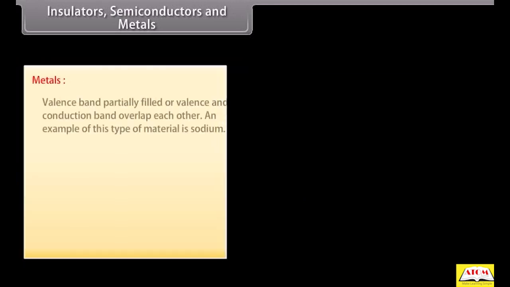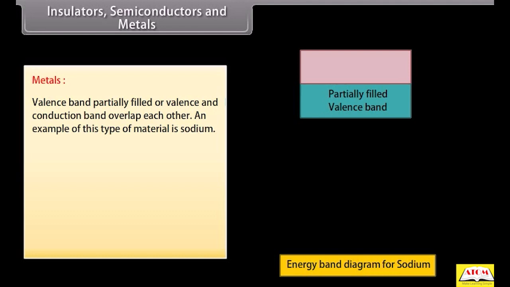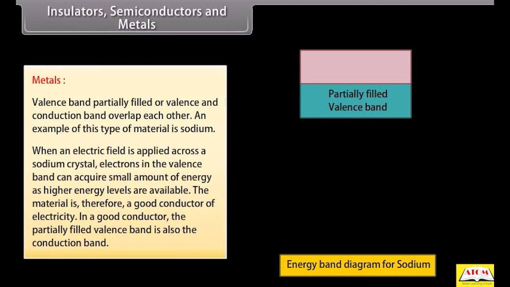Metals. Valence band partially filled, or valence and conduction bands overlap each other. An example of this type of material is sodium. When an electric field is applied across a sodium crystal, electrons in the valence band can acquire a small amount of energy as higher energy levels are available. The material is, therefore, a good conductor of electricity. In a good conductor, the partially filled valence band is also the conduction band.